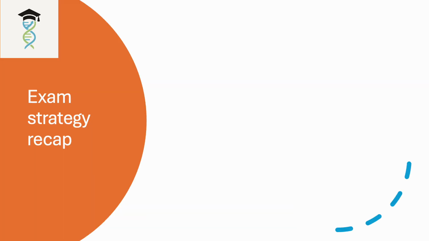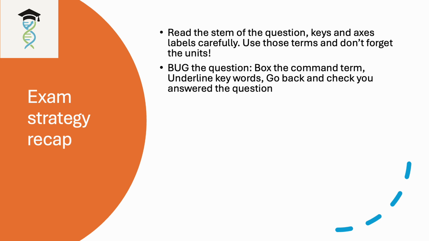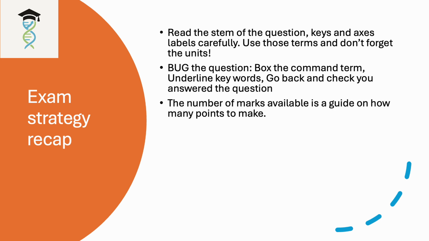So let's just recap your exam strategies, okay? First of all, read the stem of the question, read the axes labels, read any key, and make sure to use those terms in your answer. If they haven't stated the units, you need to state them, otherwise you lose a mark. Bug the question, i.e. box the command term, underline the keywords, and once you've put your answer, go back and check you've answered the question correctly.